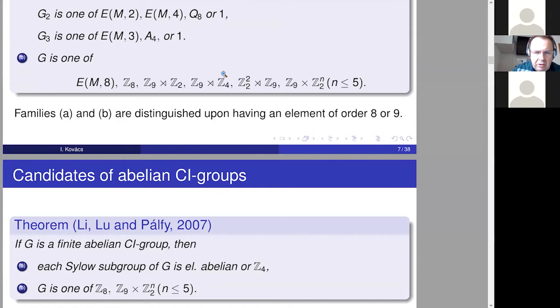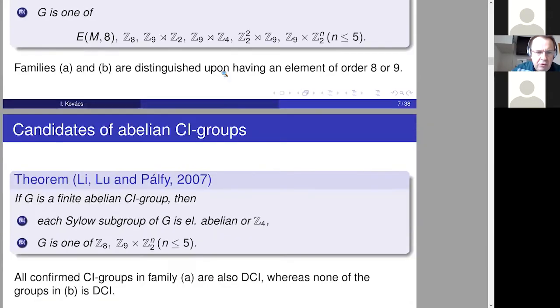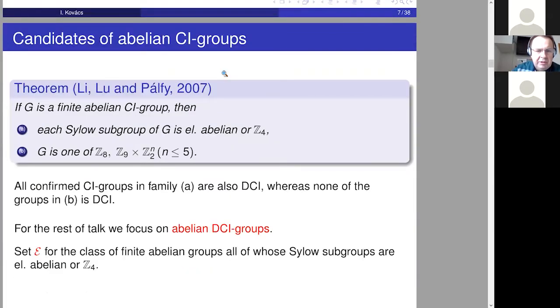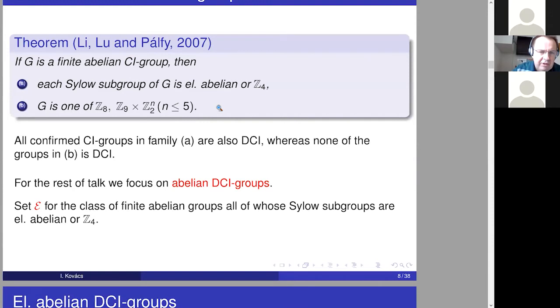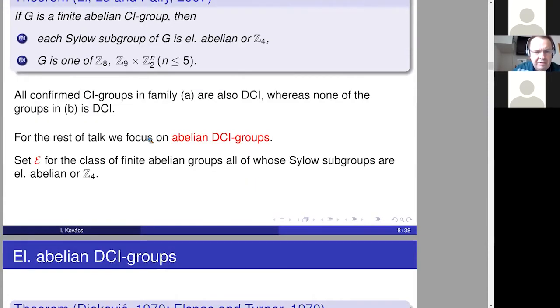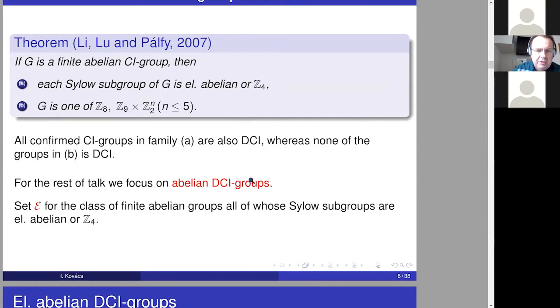So in my talk, I will focus on the abelian CI groups, and I just recall the result again for the abelian case. So for the abelian CI groups, we know that each Sylow subgroup is elementary abelian or Z4, or we have one of these groups, CI groups. I just mention that all confirmed CI groups in family 8 are also DCI, and these are not DCI. So in the rest of the talk, I will focus on DCI groups.